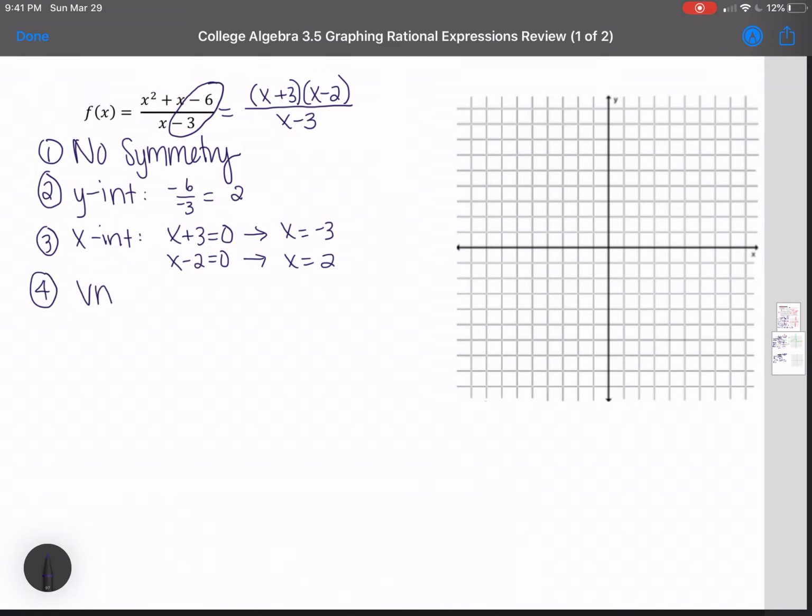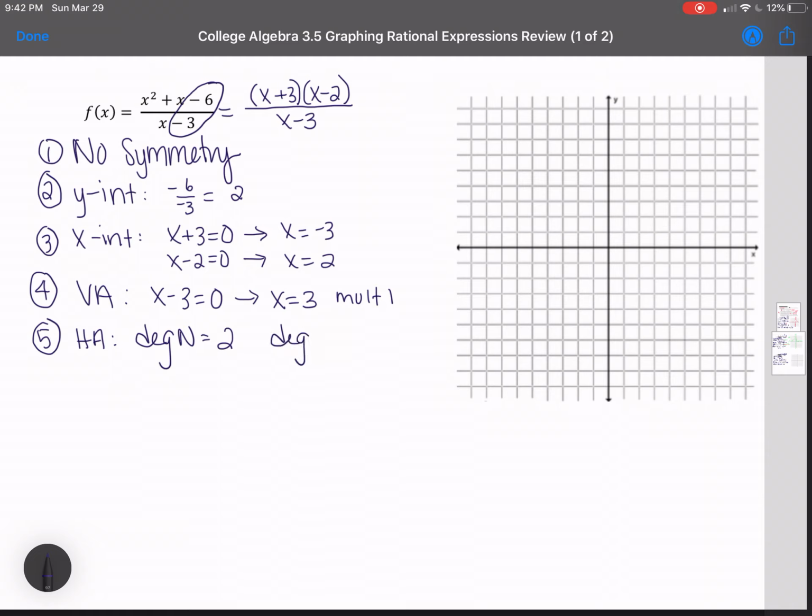Okay, vertical asymptote. Looking at our denominator, x minus 3 equals 0. Tells us we have a vertical asymptote at x equals 3. And here it's multiplicity 1, so we're not going to volcano, like we did on our previous one. And then horizontal asymptote. The degree of our numerator is 2, and the degree of our denominator is 1. Since the degree of the numerator is greater than the degree of the denominator, there are no horizontal asymptotes.